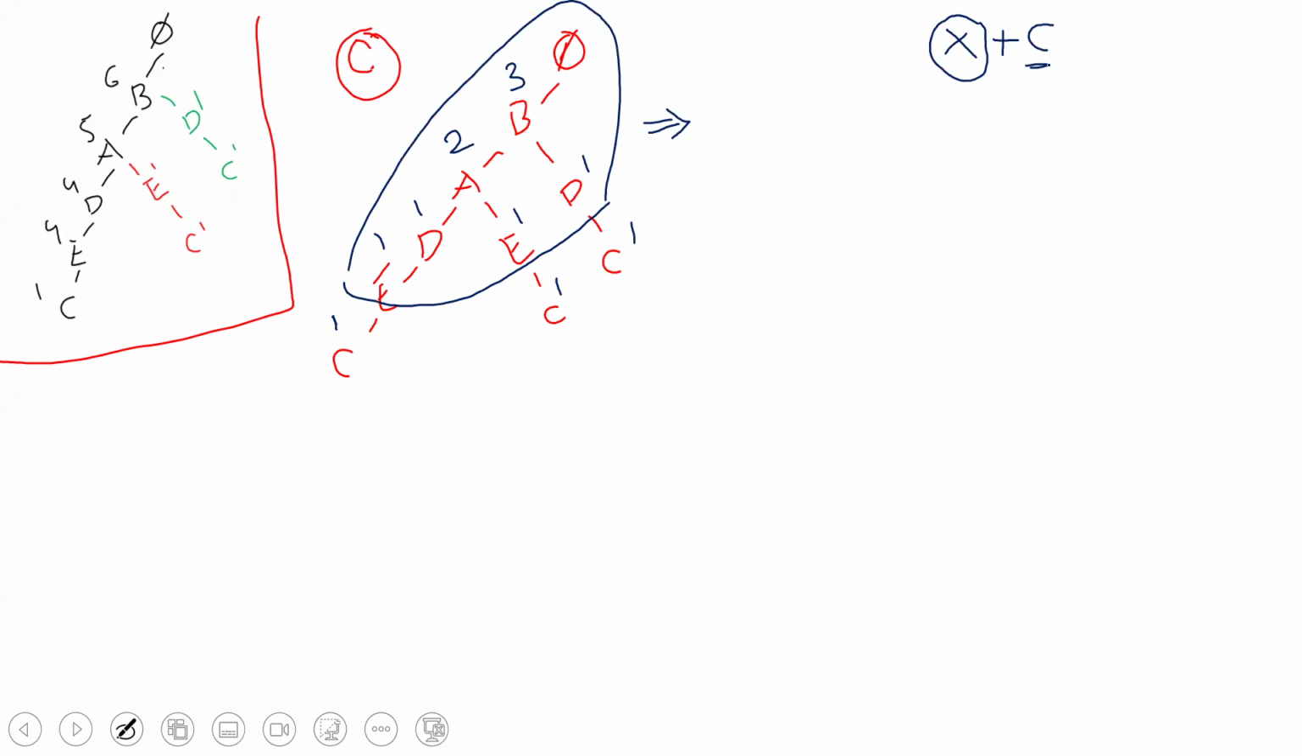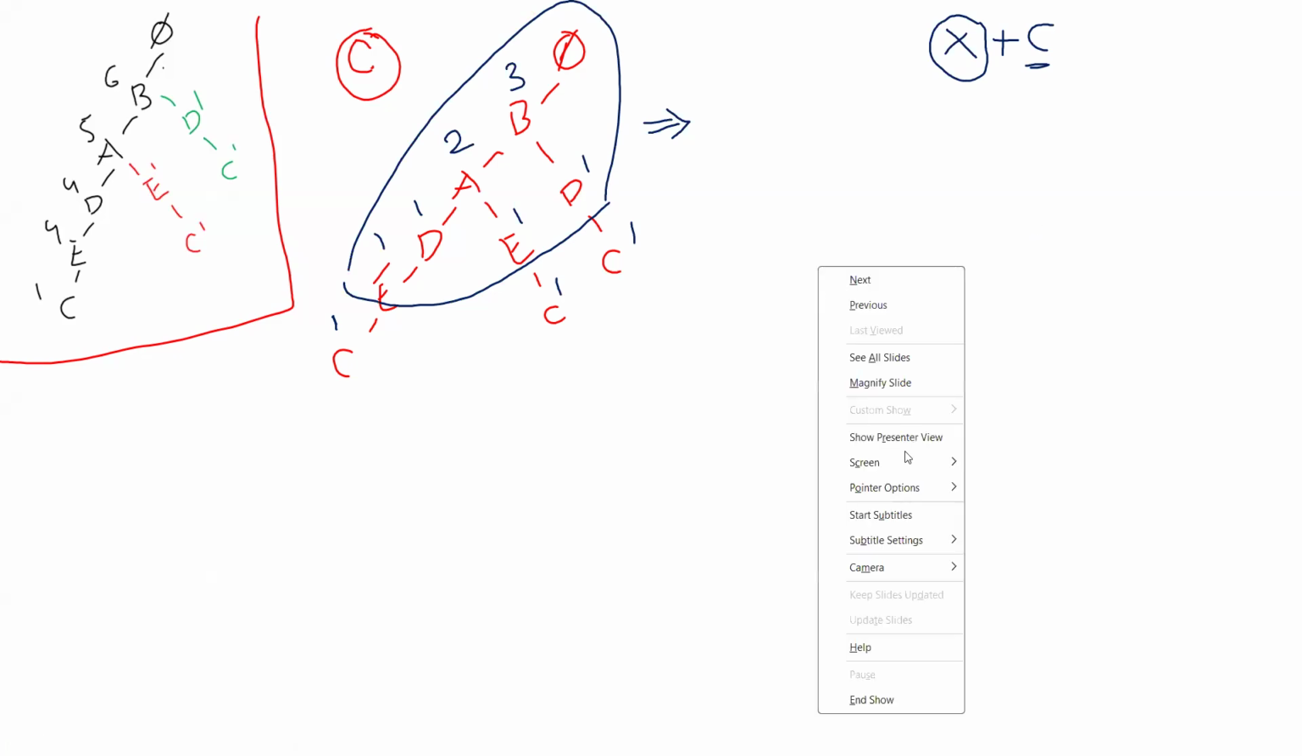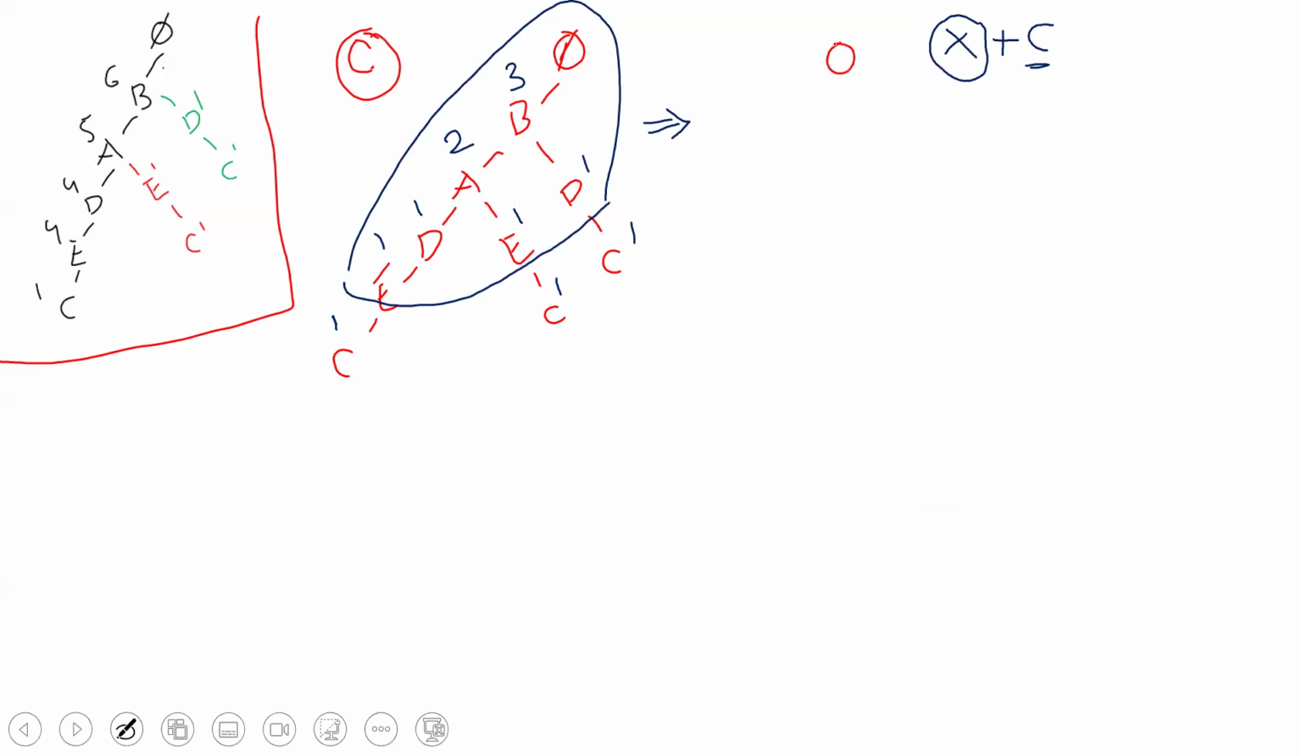Now after removing C, what does our tree look like? The tree now looks like this: phi, B, A, D and E, right? We are ignoring C because we projected onto C. Once we construct the item sets from this, we just add C to all those item sets at the end. Now look at this: E is 1, E is 1, D is 1, A is 2, A is 2, D is 1, and B is 3, right?